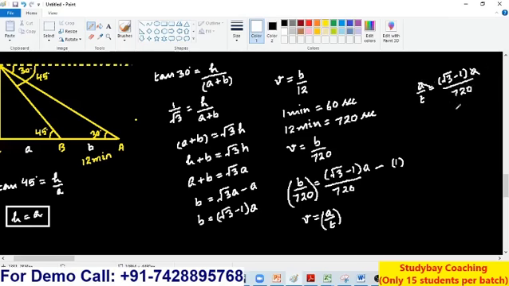This a can be cancelled out. And now what will happen? t will be equal to 720 upon root 3 minus 1. So this t will be equal to 720 upon 1.732 minus 1, that is 0.732. Now you can just calculate this time in seconds. You can just go ahead and divide 720 by 0.732. So that comes around 983 seconds.